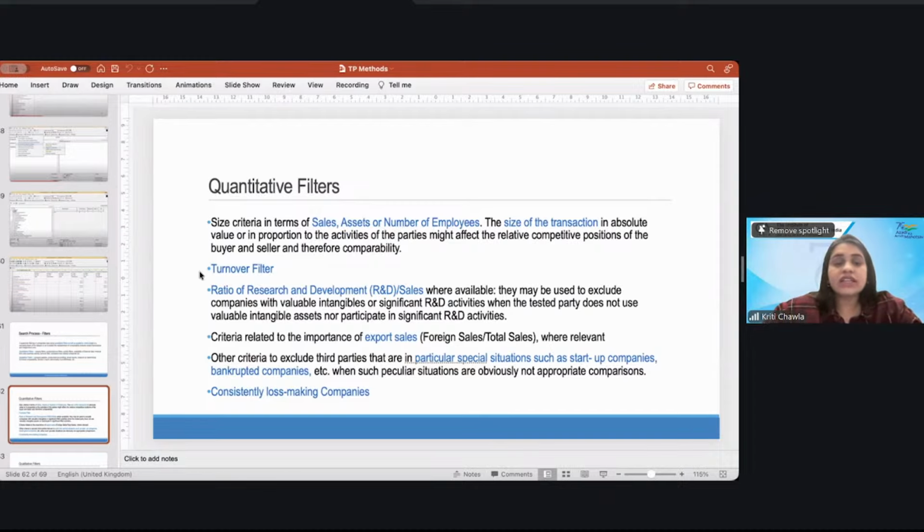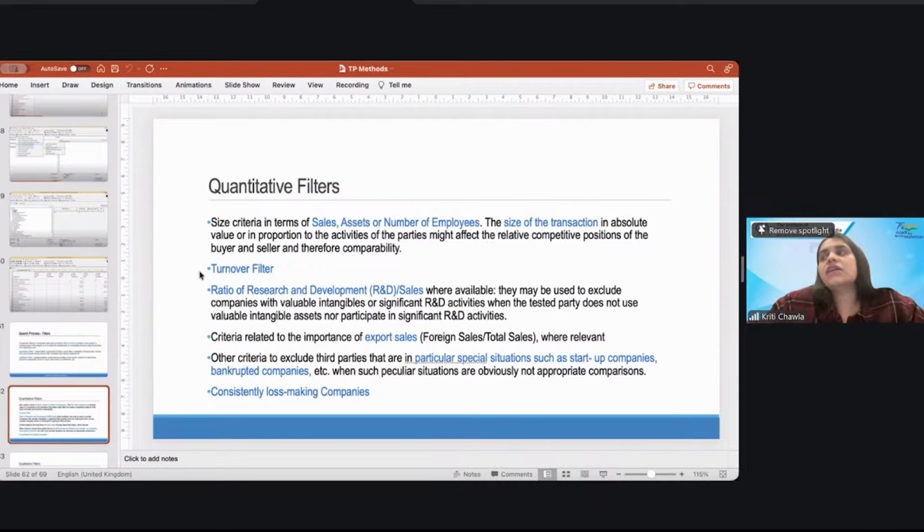Then what you can do is ratio of research and development to sales. So you can calculate a ratio for your taxpayer, and then use that particular ratio to see comparable companies which also have a similar ratio. This basically means that your independent party has also not spent a lot on research and development, and they also don't have a lot of valuable intangibles. So what you're trying to do using all these quantitative filters is make comparable companies very, very close to your taxpayer in terms of functionalities.